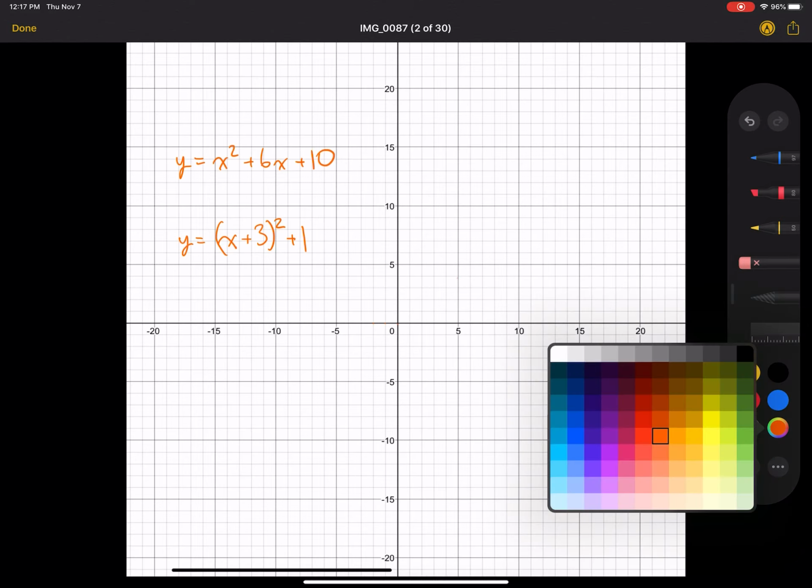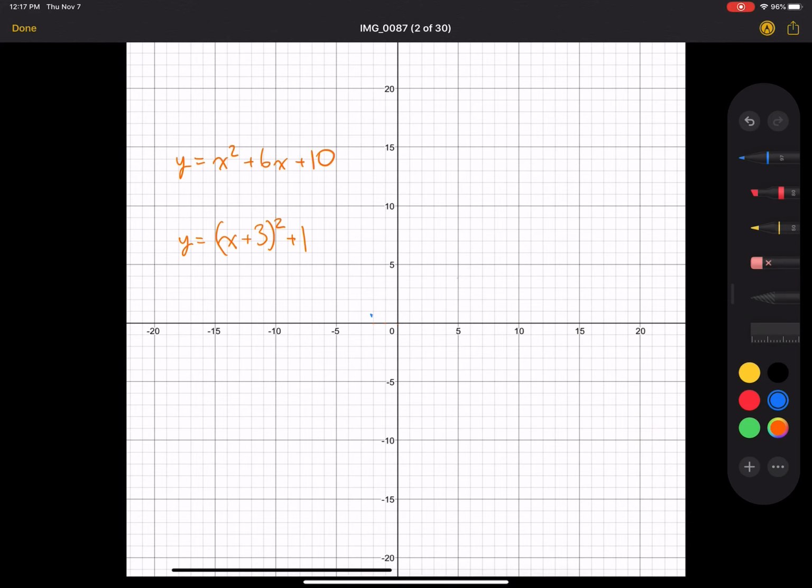Now I know that I can just draw it. It moves up 1 unit and to the right 3 units. This is my origin now. Okay, and then we just draw our parabola. 1, 3, 5, 7, 1, 3, 5, 7. And that's it.